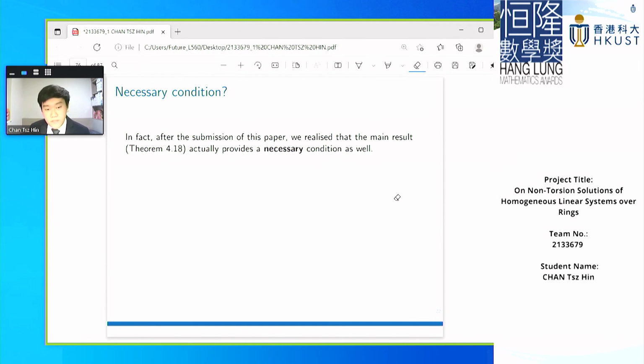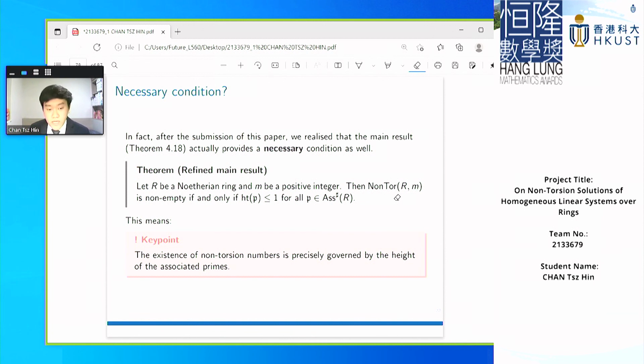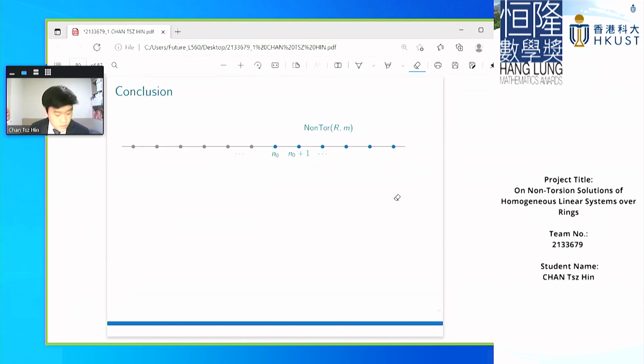In fact, after the submission of this paper, we realized that the main result is actually a necessary condition as well. So we have the following refined main result, which is an if and only if condition. This means that, surprisingly, the existence of non-torsion numbers is precisely governed by the height of the associated primes. I've also included the proof here, but due to the time limit, I won't have time to cover it here. So if you are interested, you can ask me in the Q&A section.